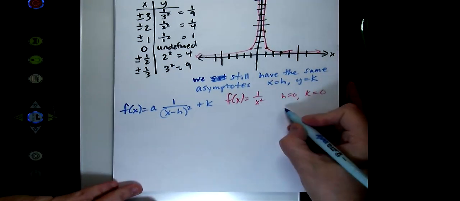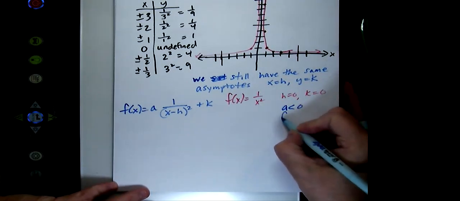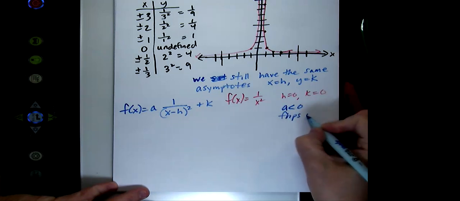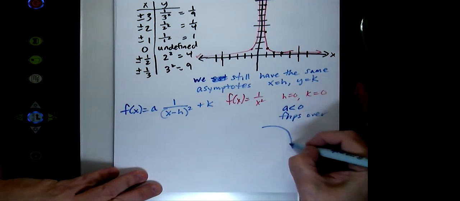A does the same thing. A less than zero, flips it over. We're going downward.